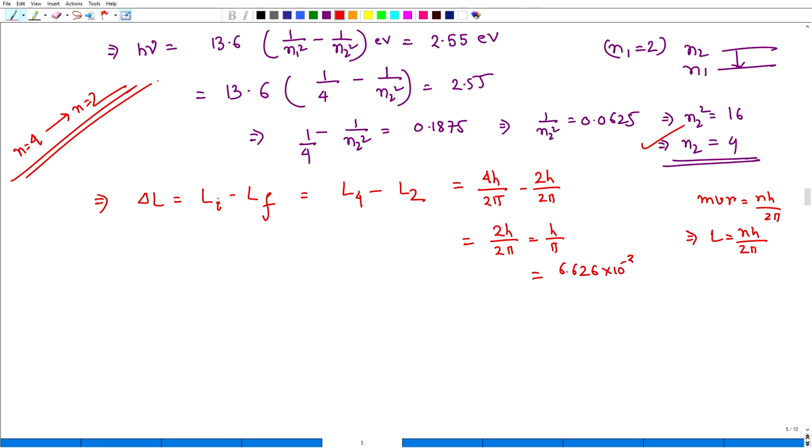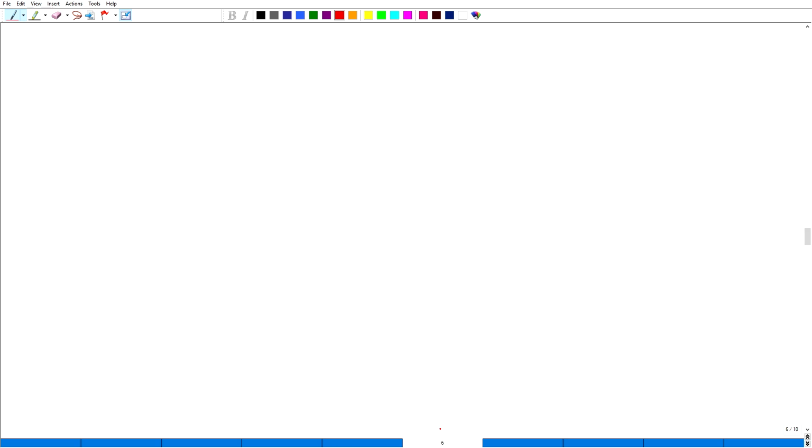h by pi is 6.626 into 10 to the power minus 34 joule second divided by pi, which is 3.14. So we can calculate this, there is no issue. So what will be the value? It's eventually 6.626 divided by 3.14. Okay, so it's 2.11 into 10 to the power minus 34 joule second. So this is the change of angular momentum. I think this question is also easy, not that difficult. Okay, so coming to the next question, question number 4.